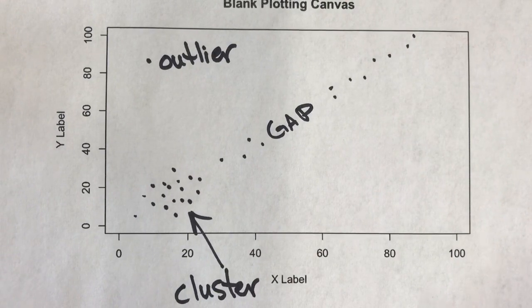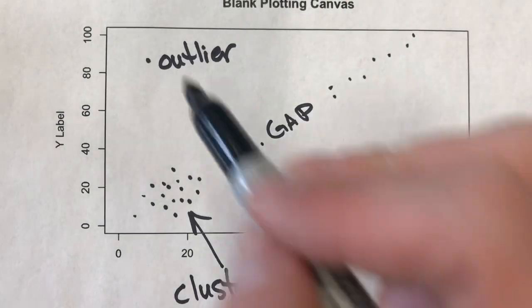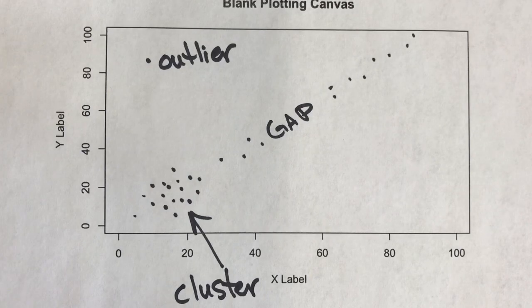Okay, so you have your gap, which is a space where there's nothing. You have an outlier, which is a dot that doesn't seem to fit. And you have a cluster, which is where you have a bunch of dots smushed together. Done.